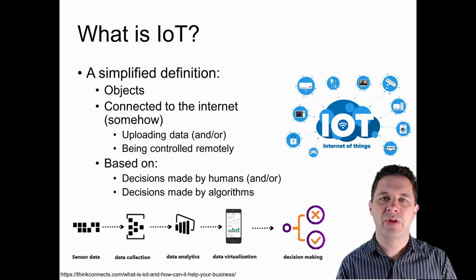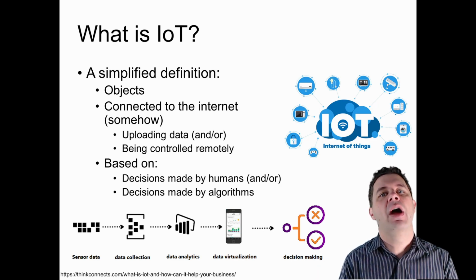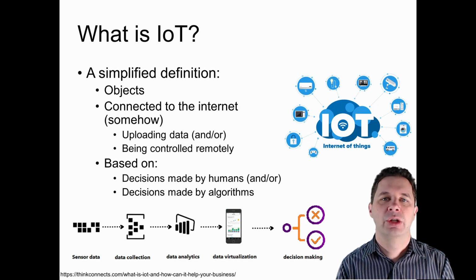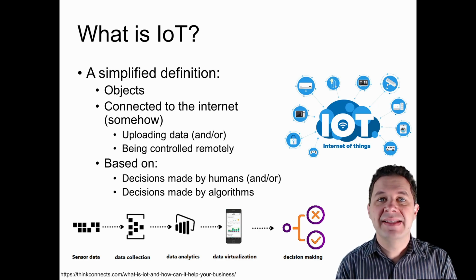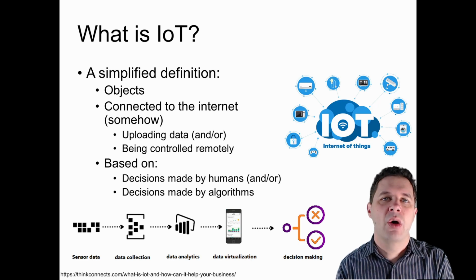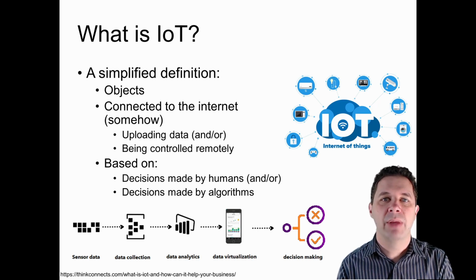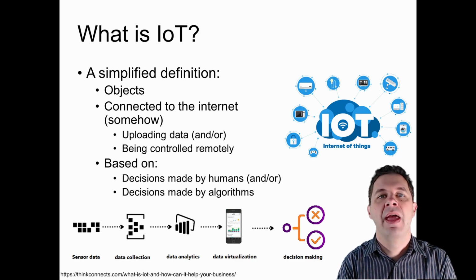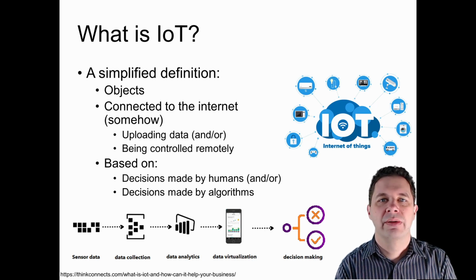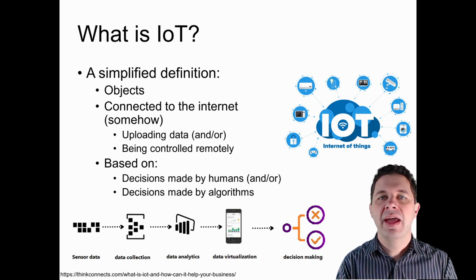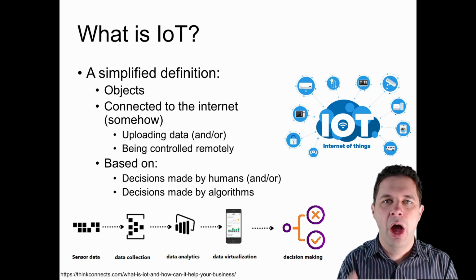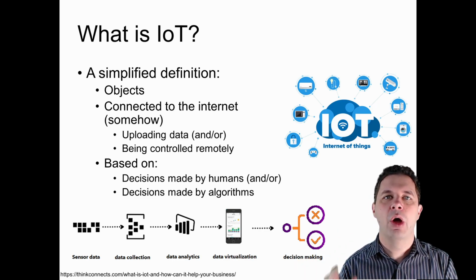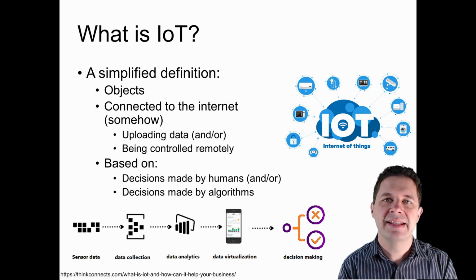So uploading data, we've got sensors that sense things about the environment and upload that data. And we also have actuators and devices that we can control remotely. We base how we control them on decisions that are made by humans, like humans can have an app that they can control their air conditioning from, for example, but also decisions made by algorithms. And so we've got a collection of computing that's done there in this IoT scenario. And you see here the basic flow of how IoT works, from taking that sensor data.